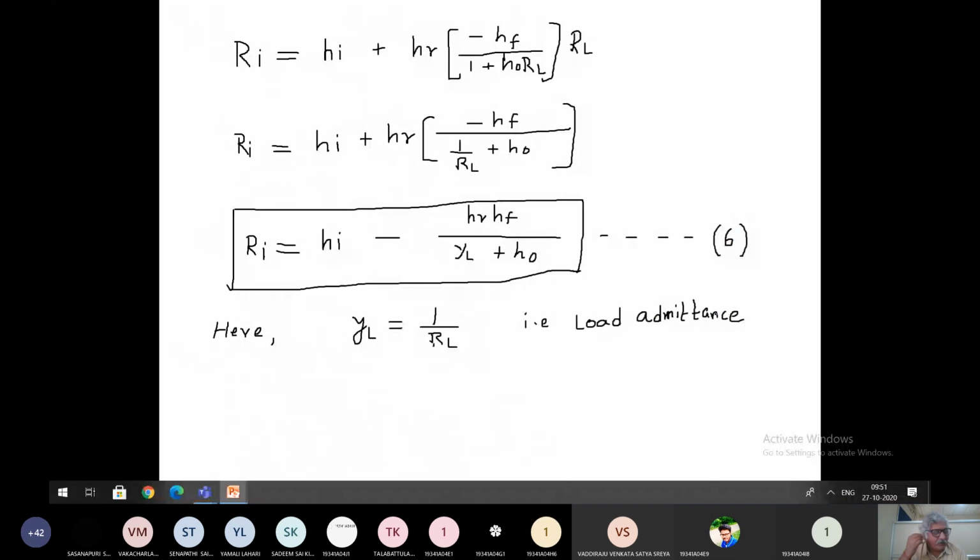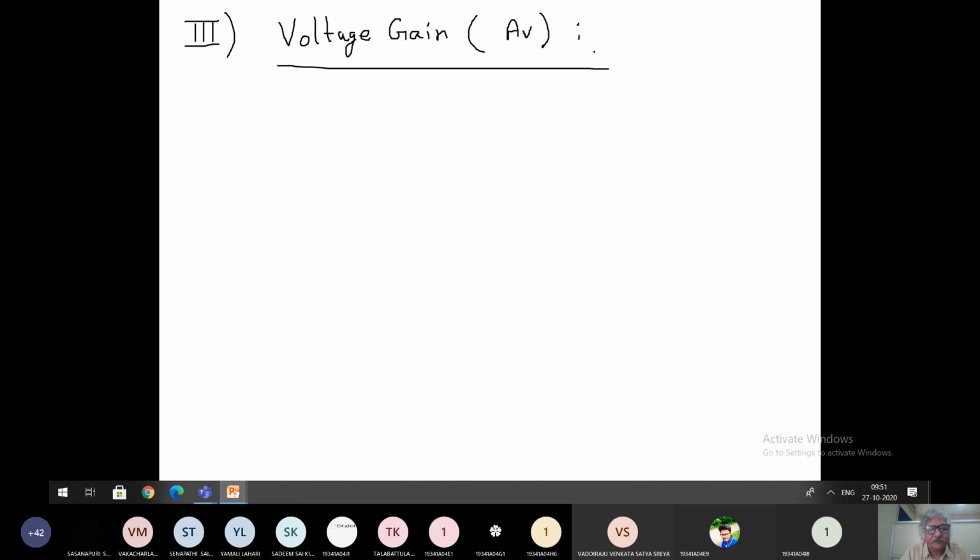Okay. Now then, the third will be voltage gain, AV.